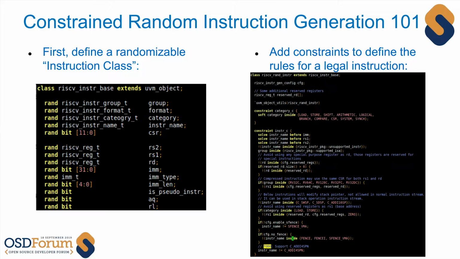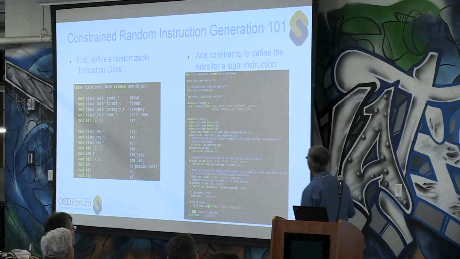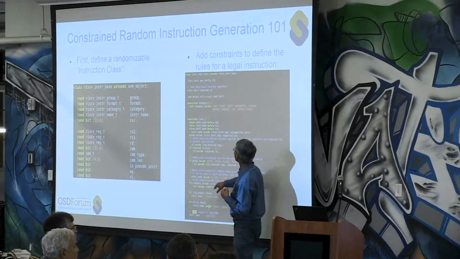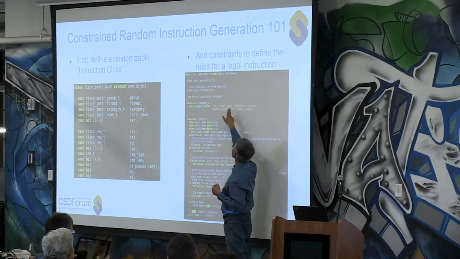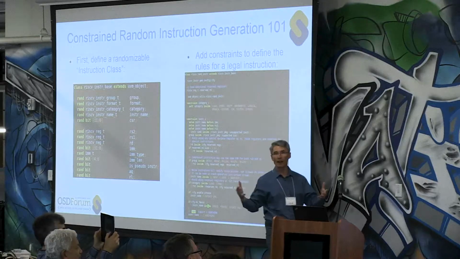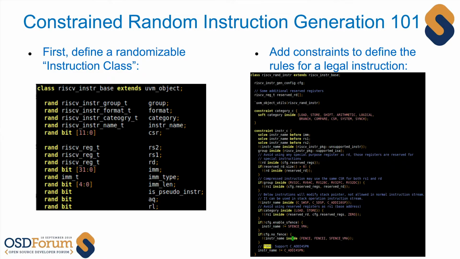Constrained random generation 101. This stuff's real, right? You define your transaction as a class. You define your constraints as a class, and this thing will generate instructions. I don't know if you can see this. It's a bit of an eye test, right? You can generate loads, or stores, or shifts, or arithmetics. Basically define what are the things that you want and let the tool do it for you.